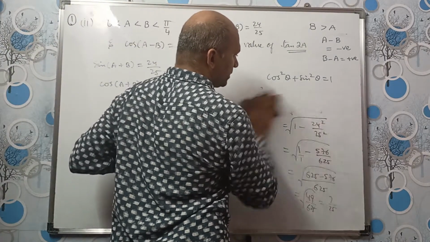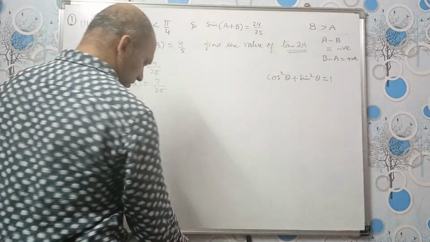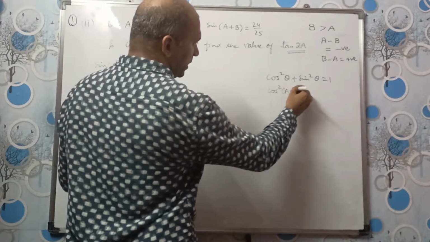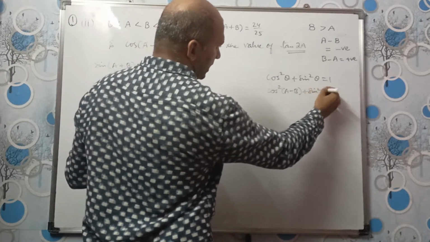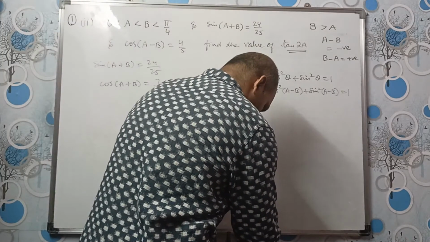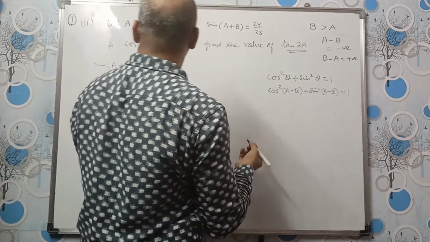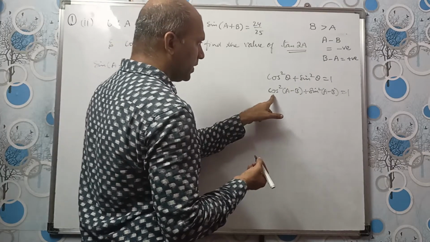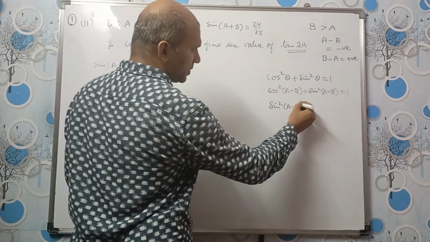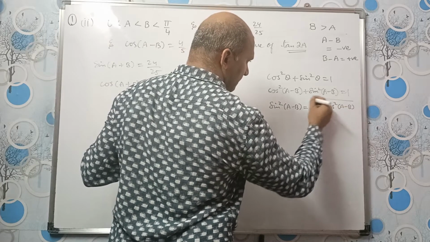In the same way, let us find the value of sin(A-B), sorry. So see, this is cos square(A-B) plus sin square(A-B) is equal to 1, right? Okay, these markers are troubling me a lot. There is no ink in the marker. I am putting ink but it is not working. So if you want to find sin square(A-B), this will be 1 minus cos square(A-B), okay?